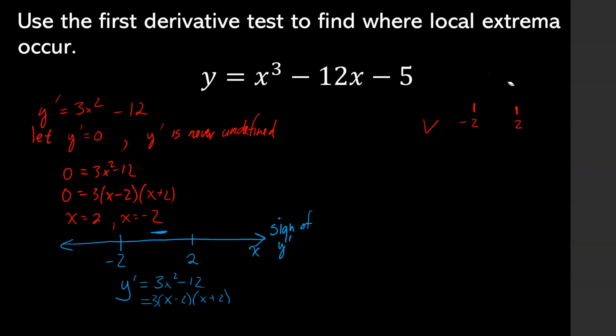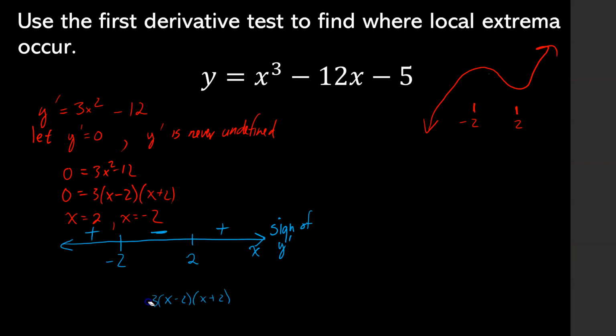Oh no, I lost my graph. Okay, so let's choose a number larger than 2. I'm not going to choose 3. I'm going to choose like 1 million, because 3 times a million minus 2 times a million plus 2 is definitely going to be positive. And choose a number smaller than negative 2, like negative a million. 3 times negative a million minus 2 times negative a million plus 2 is basically a giant positive number. That's all we care about.